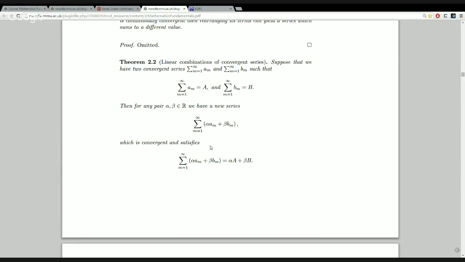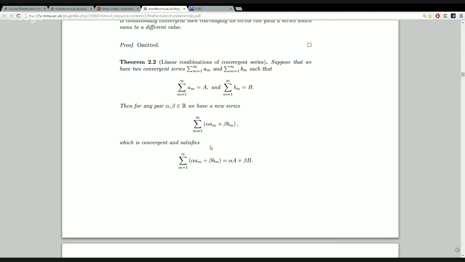We built new sequences in three ways. First way was taking linear combinations of the original two sequences. Second way was taking products of the two sequences. And then the third way was taking quotients, taking a fraction, one sequence term divided by another. So now that we're looking at series, and we've defined convergence of series in terms of convergence of sequences, maybe we'd expect a similar result for series.